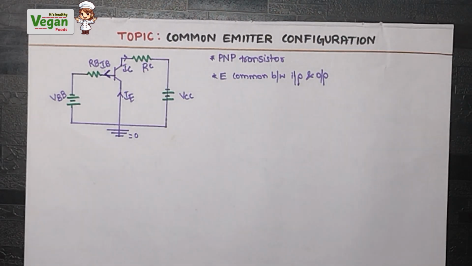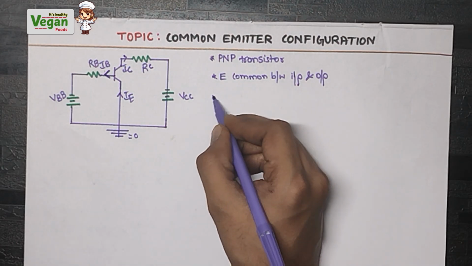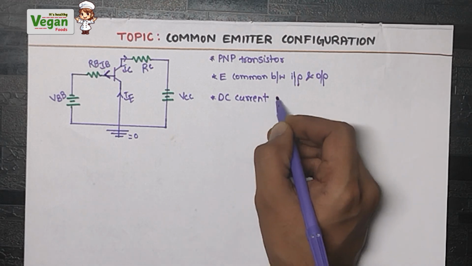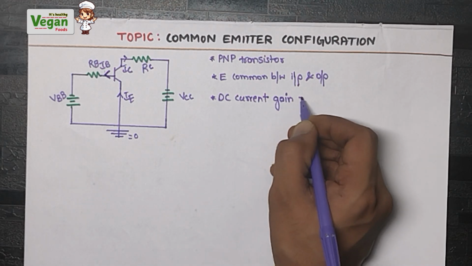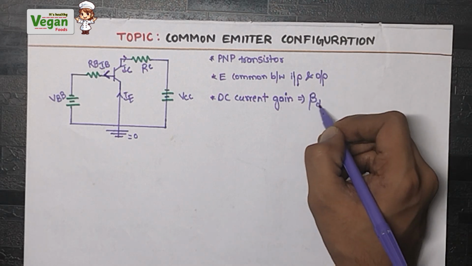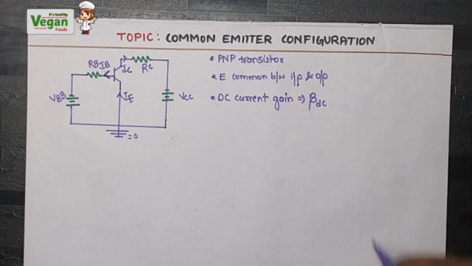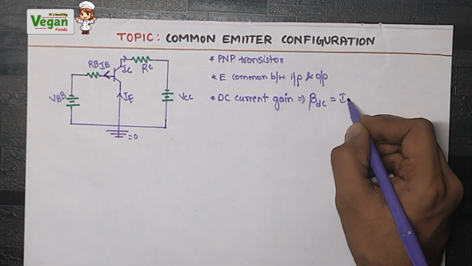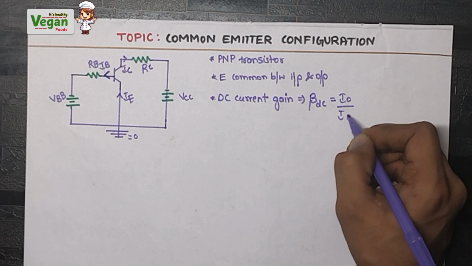Now let us discuss the current amplification factor, that is, the DC current gain in the common emitter configuration. It will be represented using beta. We are representing the DC current gain, so beta DC. Its value will be equal to output current divided by input current.